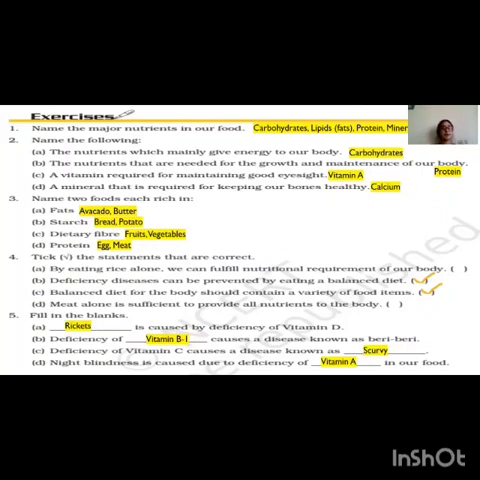Next is, a balanced diet for the body should contain a variety of food items. That's true. Because again, if you only eat carbohydrates, you won't be healthy and you won't have a balanced diet. If you only have protein, you won't have a balanced diet. If you only have vitamins, you won't have a balanced diet. If you only have dairy products, you won't have a balanced diet.